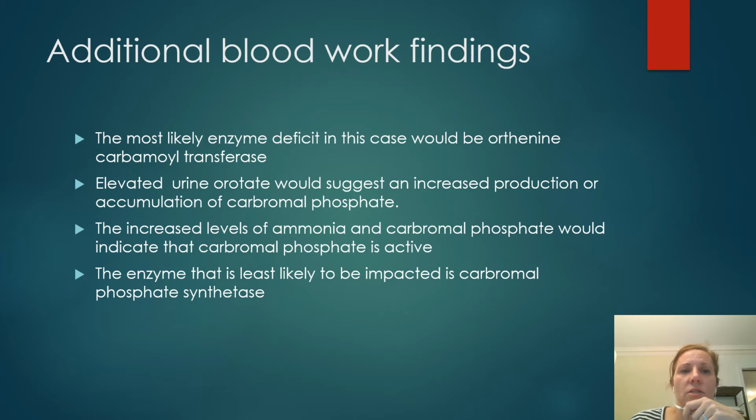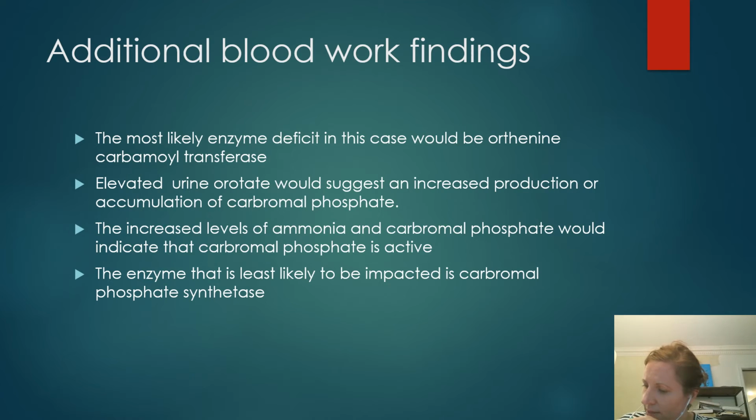In this slide, it lists additional blood work findings, and the case study went on to list some additional labs that were results that were presented. And in this case, the most likely enzyme deficit would be ornithine transcarbamylase, and the elevated urine orotate would suggest an increased production or accumulation of carbamoyl phosphate. The increased levels of ammonia and carbamoyl phosphate would indicate that the carbamoyl phosphate is active, and the enzyme that is least likely to be impacted is carbamoyl phosphate synthetase.